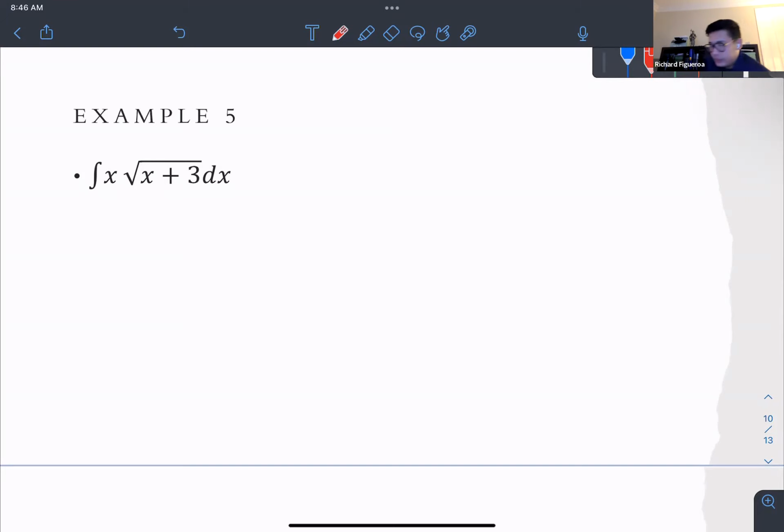So next. Okay, so in this case, there are two, no? Kaya lang, both are algebraic. This is algebraic. This is algebraic. So it's a product. Product of x and the square root of x plus 3. So in short, this one is a trial and error. No? So which one would be easier to do?